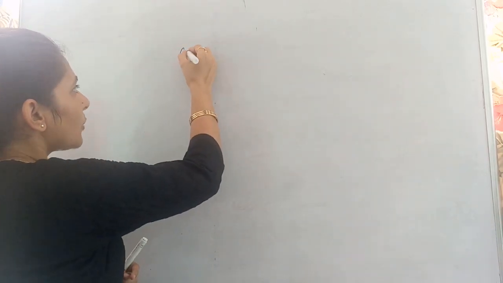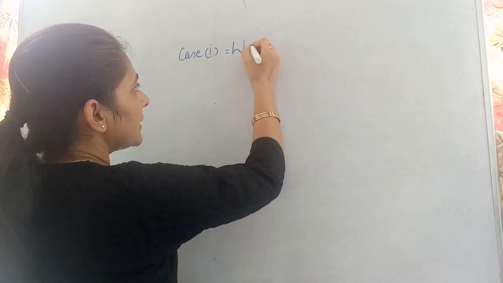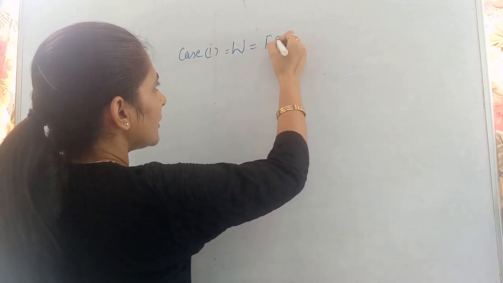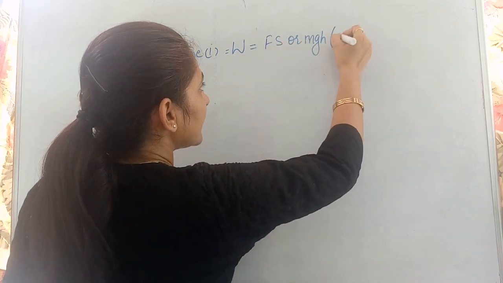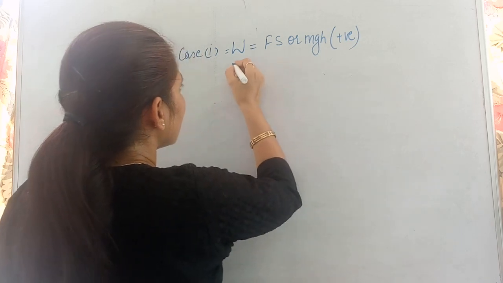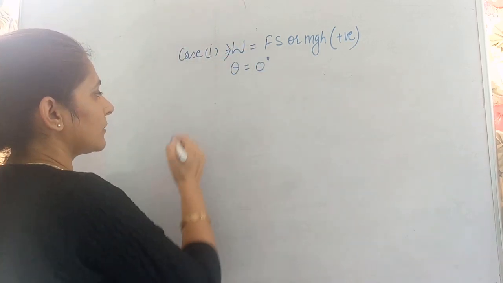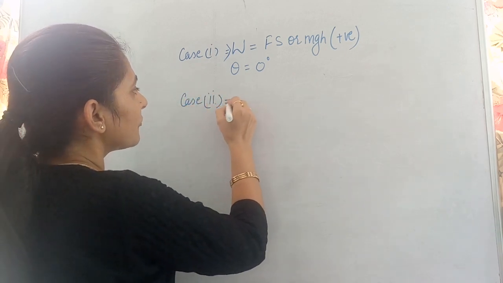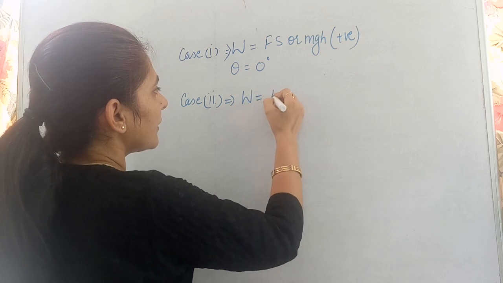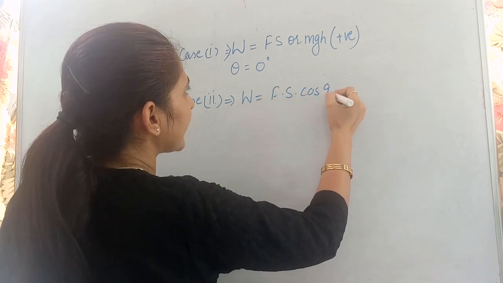We had done case 1: work done is given by F into S or mgh, and it is positive when theta is equal to 0 degrees. This is our case 1. What we had learned for the second case: work done is given by Fs into cos 90 degrees.